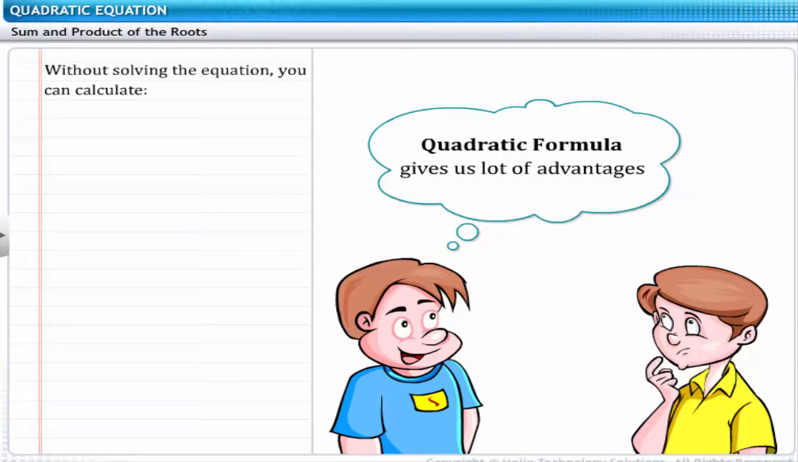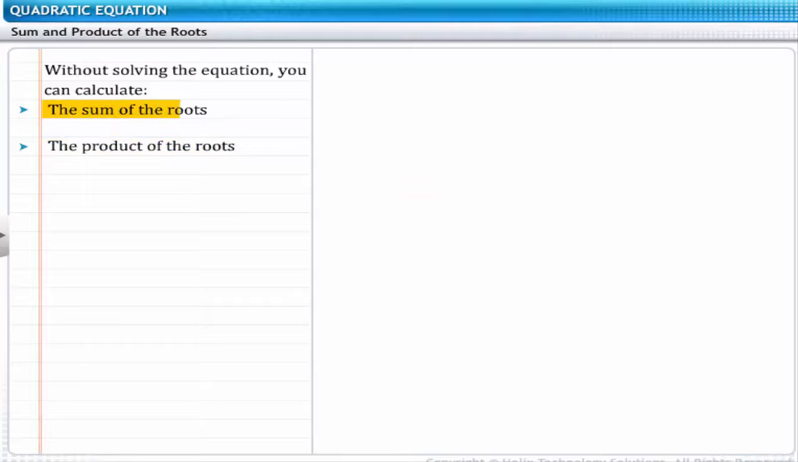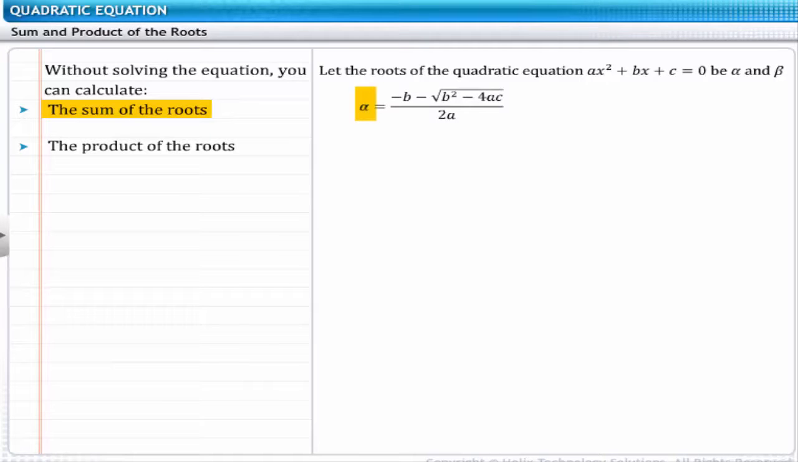Without actually solving the equation, the formula enables you to calculate the sum of the roots and the product of the roots. Now let's look at the sum of the roots. Let us consider the roots as alpha and beta respectively. Alpha equals minus b minus square root of b squared minus 4ac divided by 2a, and beta equals minus b plus square root of b squared minus 4ac divided by 2a.